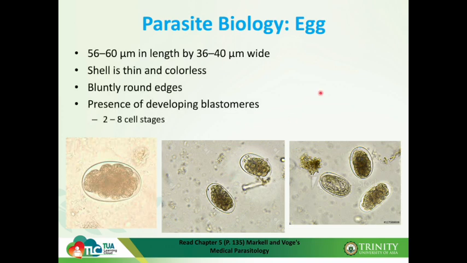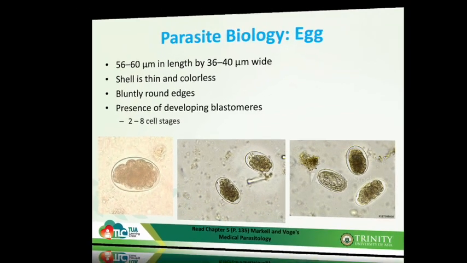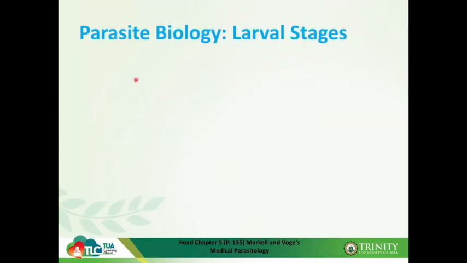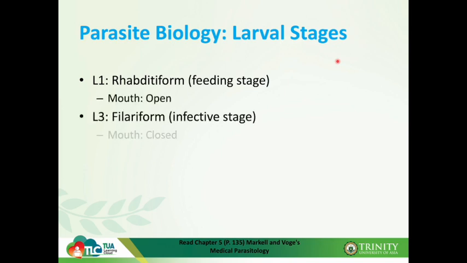As for the morphology of the egg, it is described to be thin-shelled. Under the larval stages, there are two larval stages for hookworms, the rhabditiform. This is also described as the early larval stage. It's also described as the feeding stage, where the mouth is open. The infective larval stage of hookworms would be the filariform, and it's also known as a non-feeding stage.